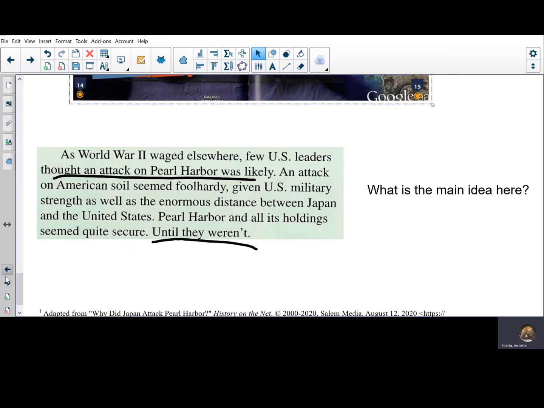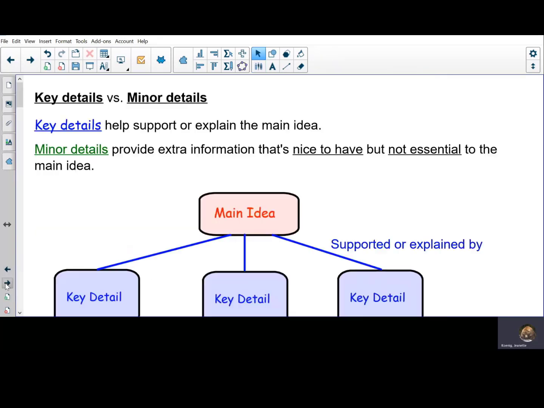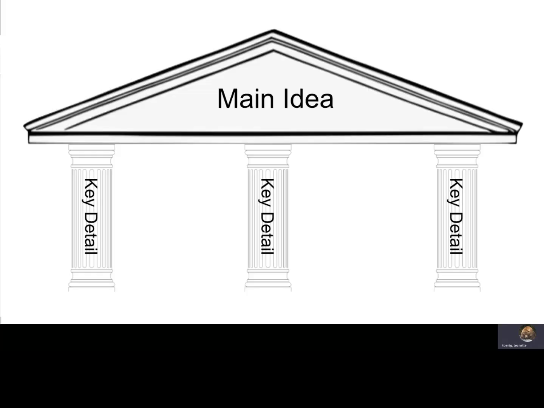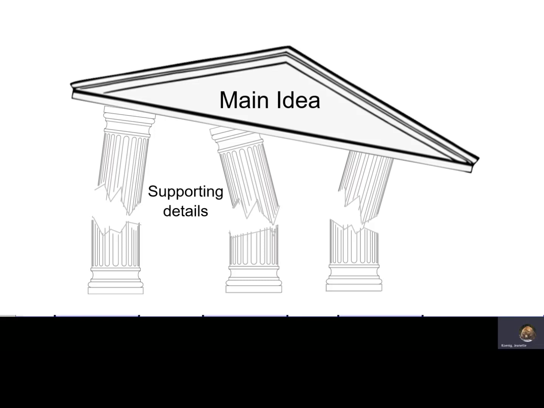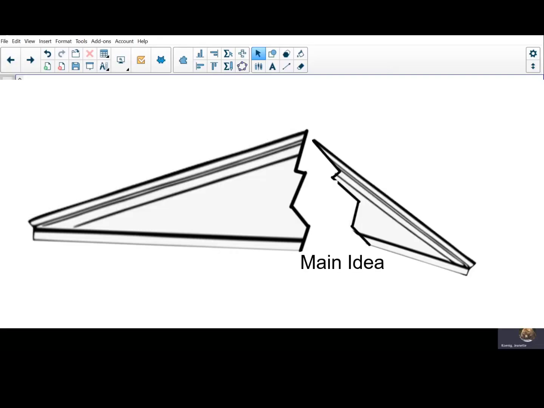Now, there's one more issue that I need to bring up for this lesson, and that goes back to details. We can have two kinds of details in our paragraphs: key details and minor details. So far we've been talking about the key details. These are the details you cannot live without in order to support or explain the main idea. They are the columns of our structure. If you take them away, the whole main idea is going to come crashing down.